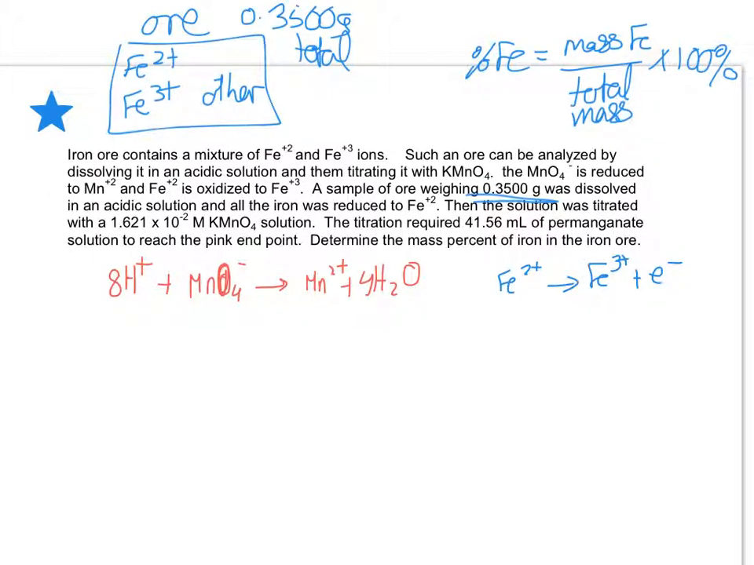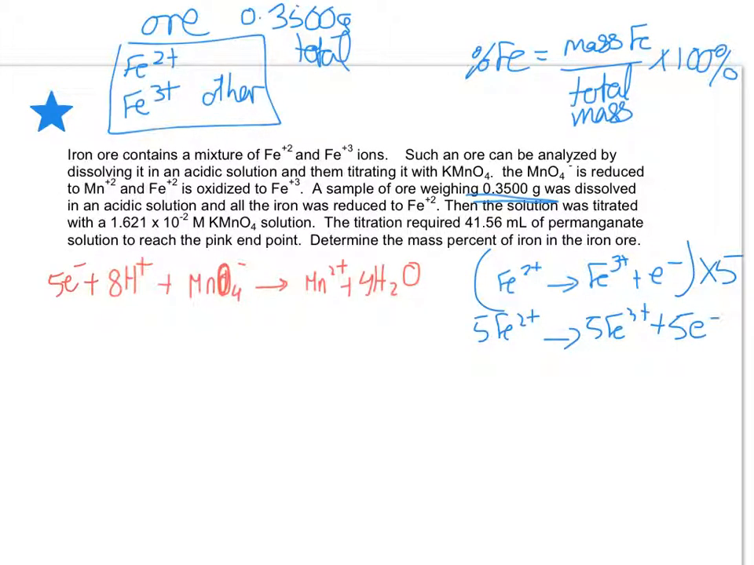Next are the electrons, and so here your total charge is +7, here your total charge is +2. Remember, you add your electrons always to the more positive side. We need 5 electrons on that side. Next, you want your electrons to equalize, so we have 5 and 1, so we're going to multiply this by 5. So we get 5 Fe2+ yields 5 Fe3+ plus 5 electrons.